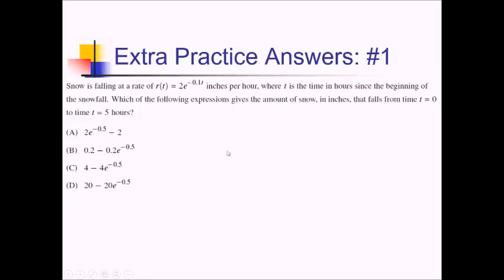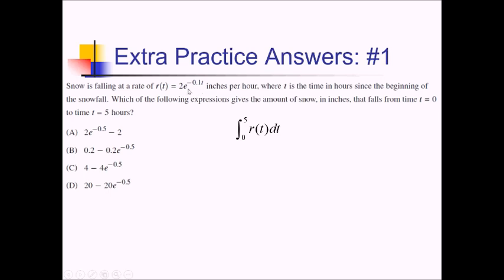On this problem, we have snow falling at a rate of this R of t function, and basically we want to know which expression tells us the amount of snow that falls from time 0 to time 5. So if I have the rate of snowfall and I want to find out how much fell, I just need the integral of this from 0 to 5. Well, that means I need to take the antiderivative since this is a no calculator problem.